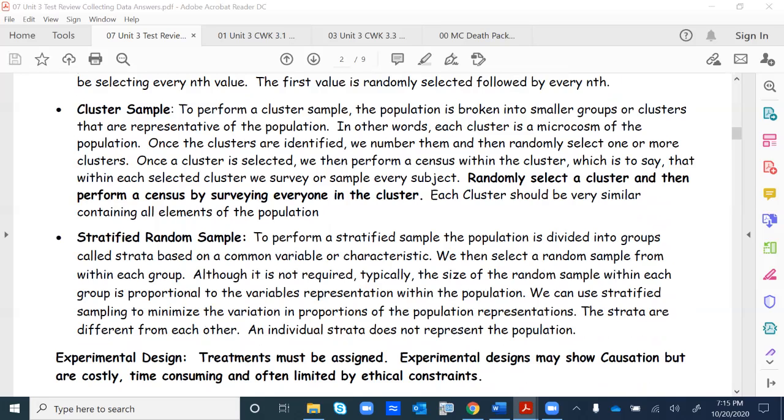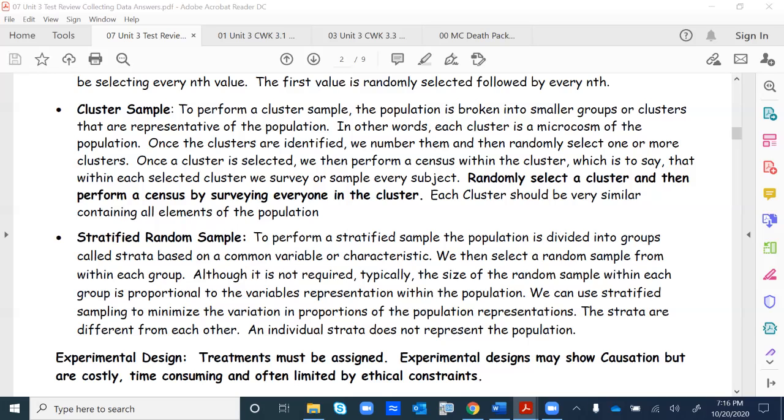That's why when I draw blood, that's essentially a cluster, because that little sample of blood represents all the blood in your body and has the red blood cells, the white blood cells, the platelets, the plasma, and whatever is healthy and whatever is sick should be represented in the sample. So cluster samples, we have little microcosms that look like the population. Then what we do is we randomly select one or more of those groups, one or more of those microcosms. Once we've selected them, we then survey every single one in it.